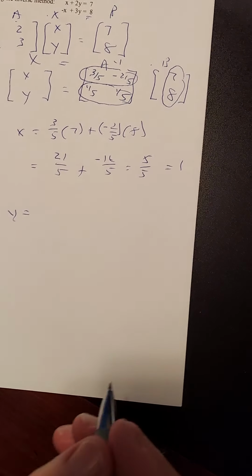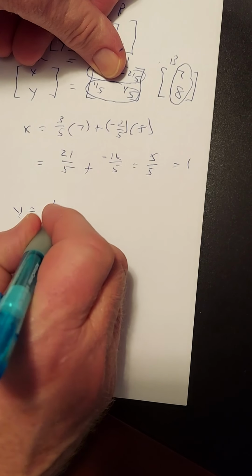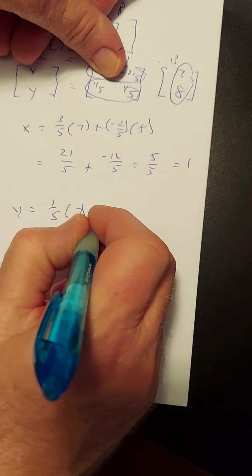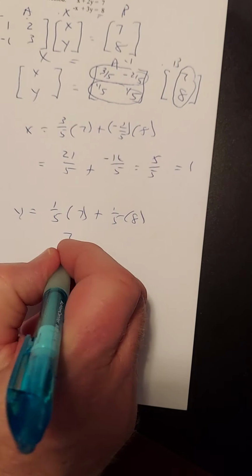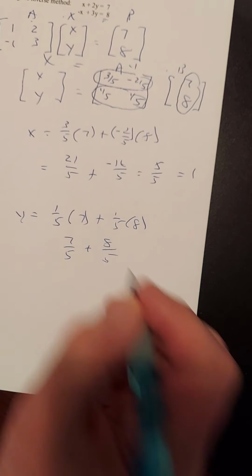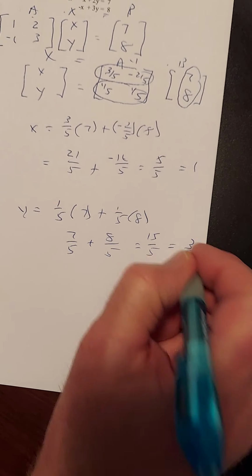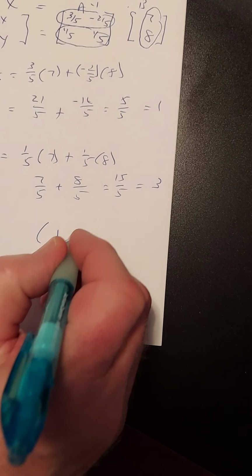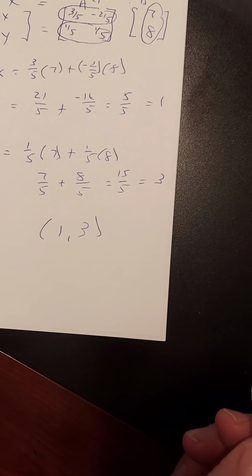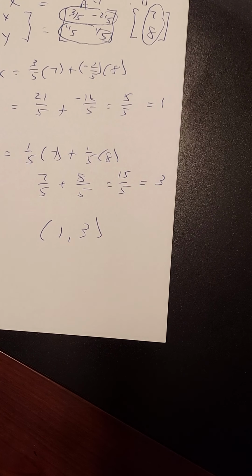Okay, to find Y, I take the bottom numbers here, so that's 1/5 times 7 plus 1/5 times 8. So that becomes 7/5 plus 8/5. That's going to be 15 over 5, which is 3. So x is 1, y is 3. My answer is 1, comma 3. That part's exactly the same as 2, 4. The only difference was how I found the inverse.